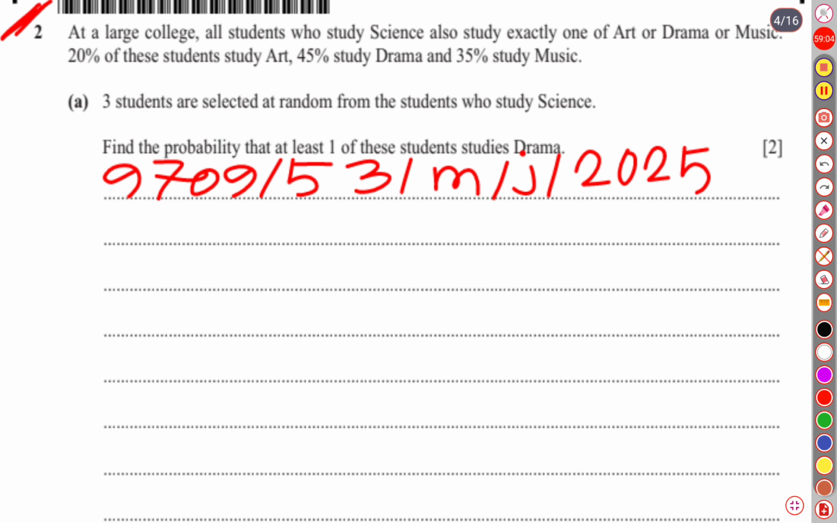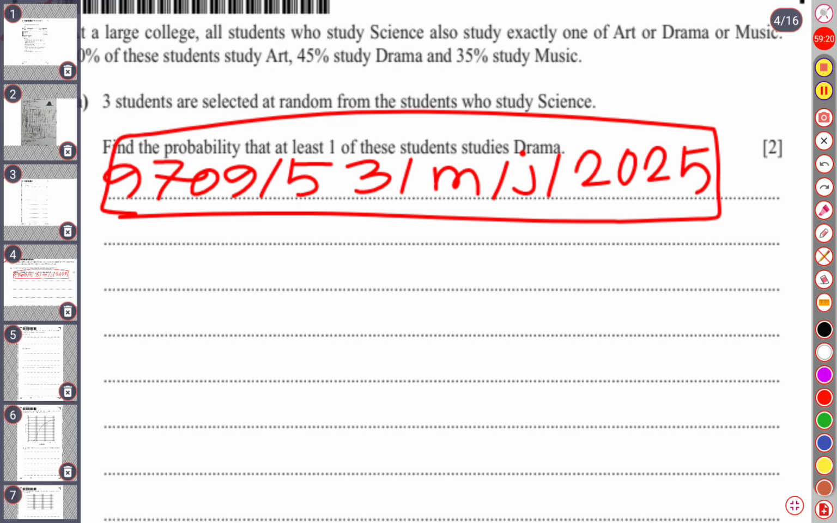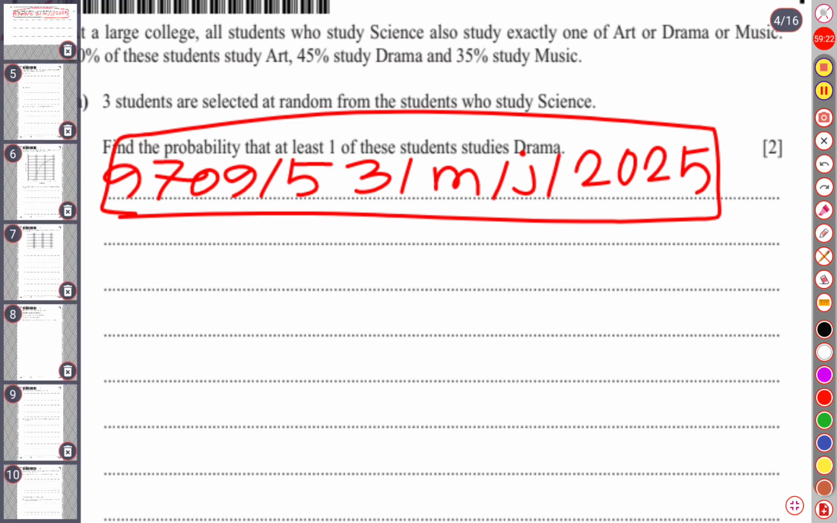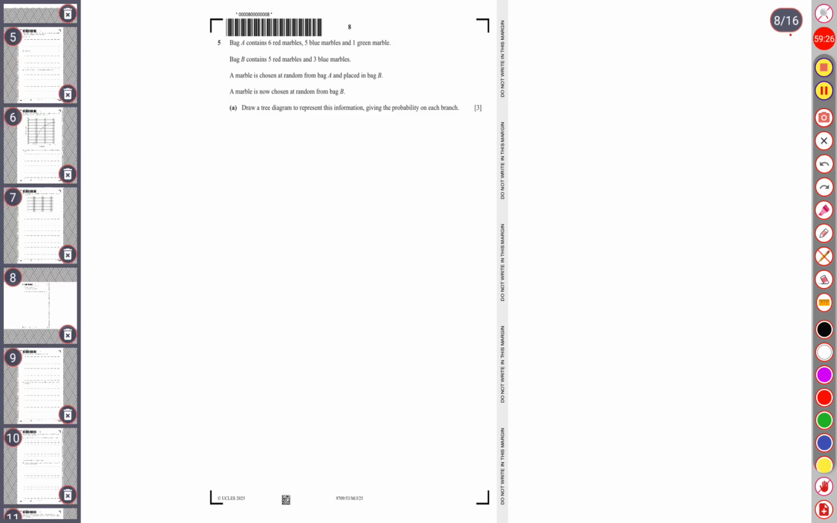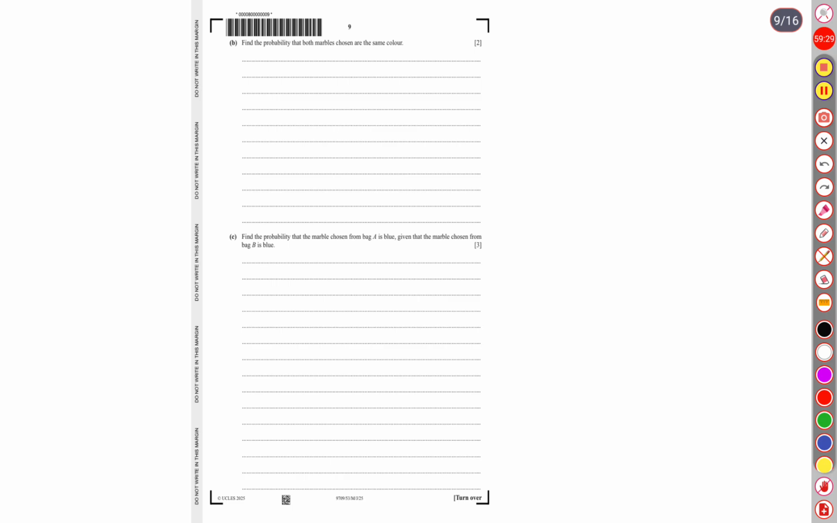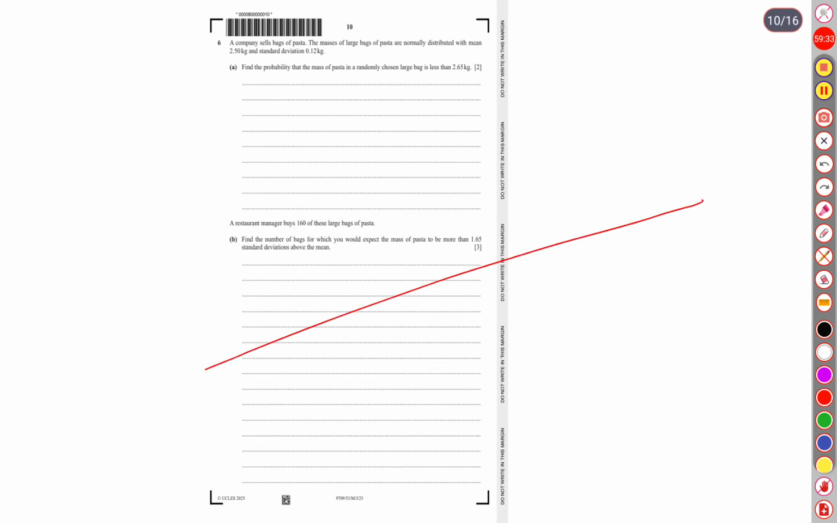Sorry, we have chosen a wrong question. The paper is correct. It should be question number 6, not question number 2. So the paper is 9709/53 for the session May June 25, but the question number will be 6. So let us see question number 6. Okay, this is our question to be solved.